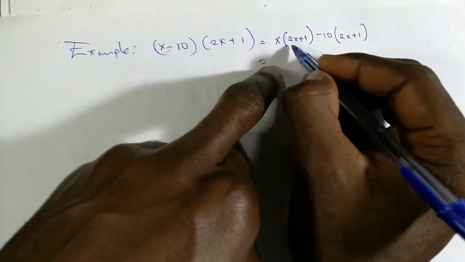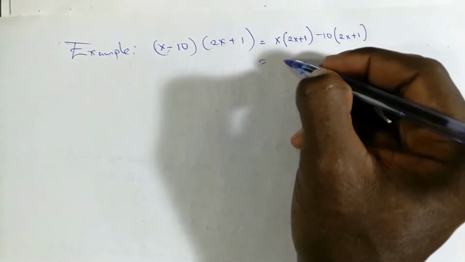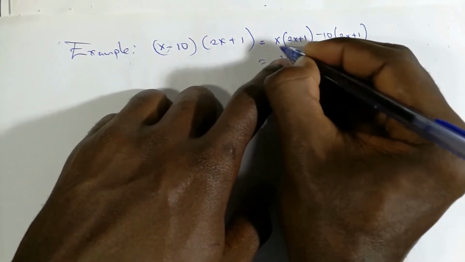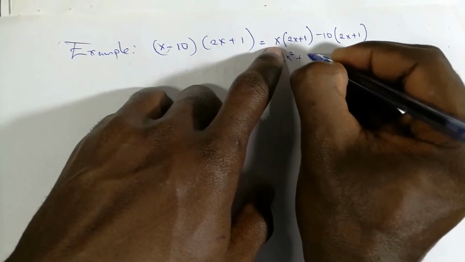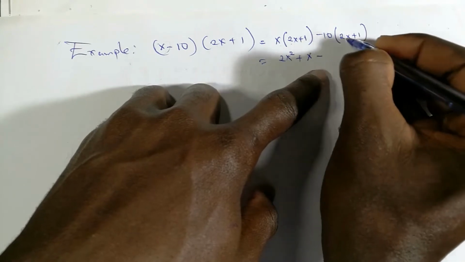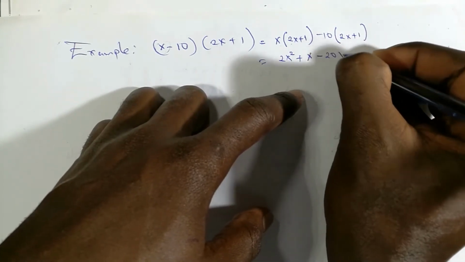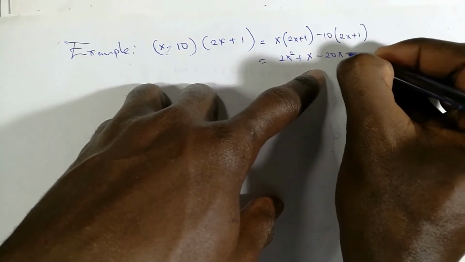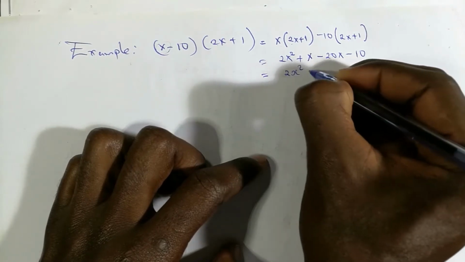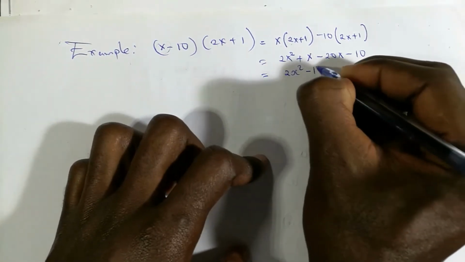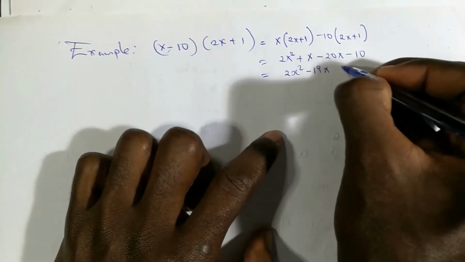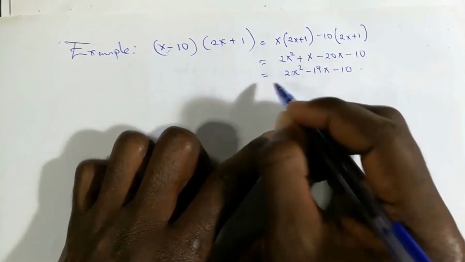Then we also apply what we discovered first from single term multipliers: x multiplying 2x becomes 2x squared, then plus x times 1 giving x, then negative 10 times 2x will be negative 20x, then negative 10 multiplying 1 will be negative 10. We can collect terms, and we have 2x squared and minus 19x. We have x minus 20x, which results in a negative value, negative 19x, then minus 10. That's basically what we have.